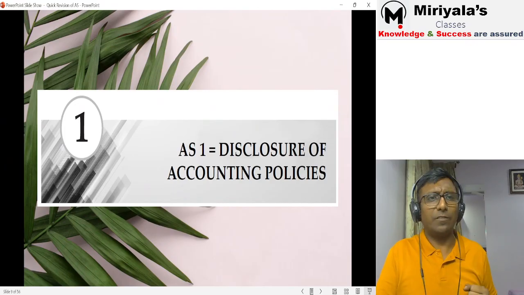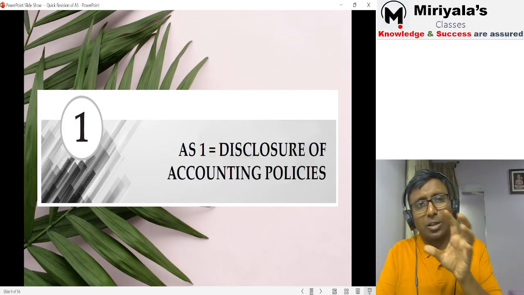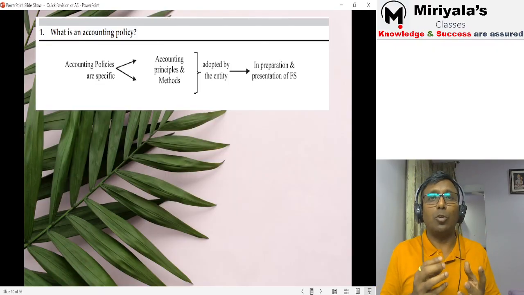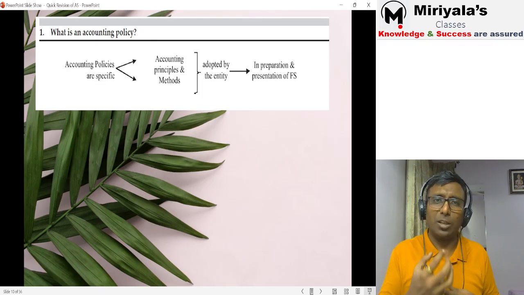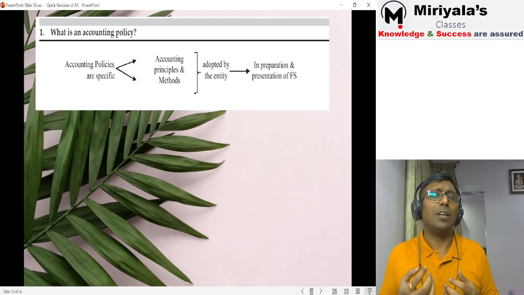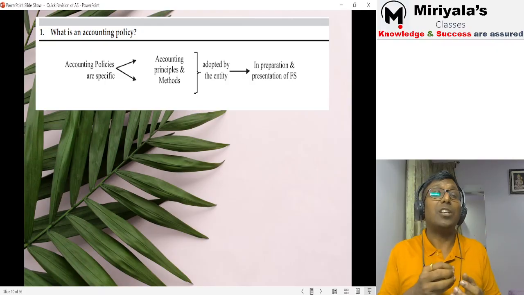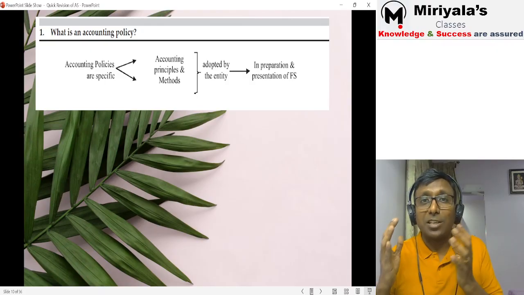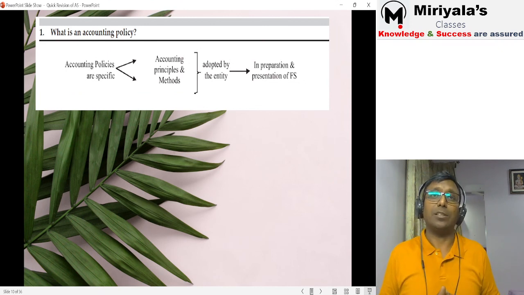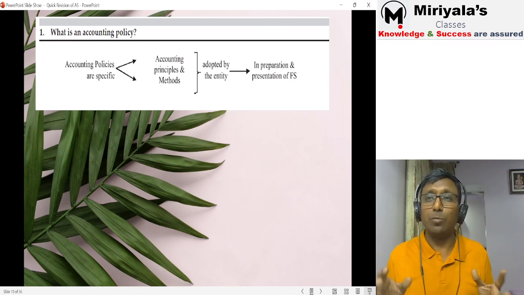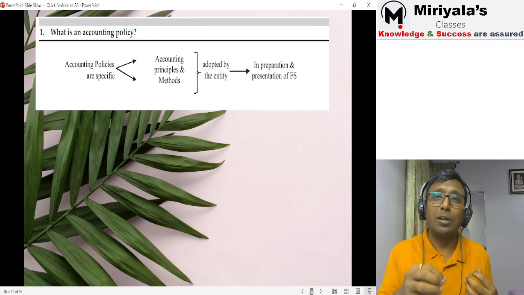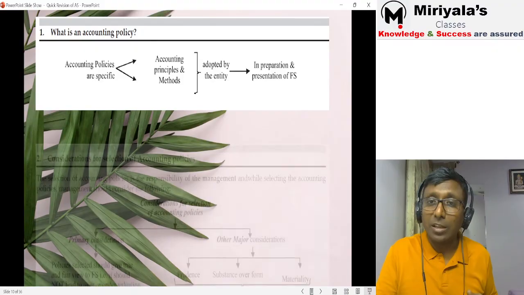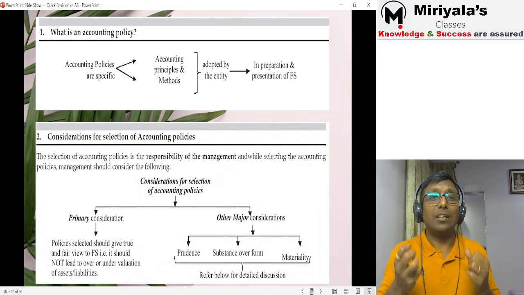Do you disclose everything? No, only significant accounting policies are supposed to be disclosed. What is an accounting policy? Accounting policies are accounting principles, accounting methods, accounting conventions, so many words people use, which are adopted by the entity in preparation and presentation of financial statements. There are a number of policies available. Out of that, what is taken by your company, that is that company's accounting policy. Okay, how do you select the accounting policy?